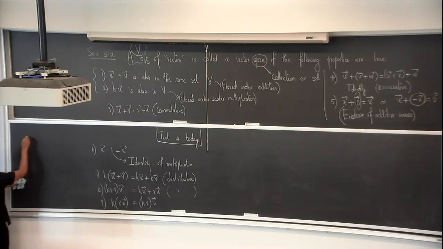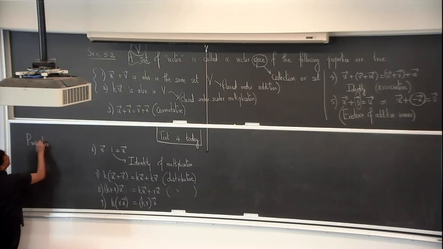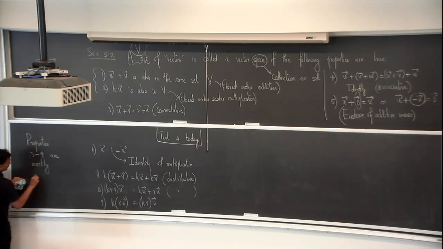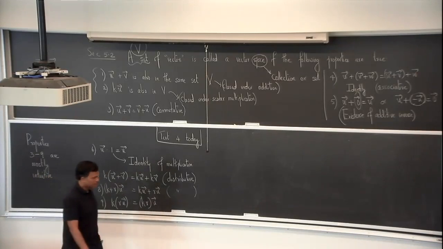So properties 3 to 9 are mostly intuitive. Which means at this point, it's mostly a matter of common sense. Okay.